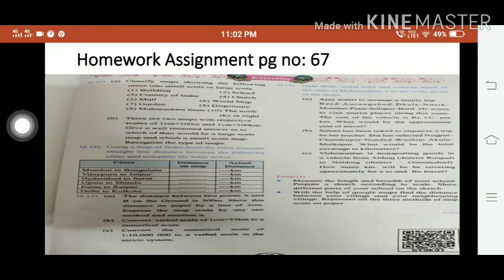Children, for your assignment, you will write from the textbook page number 67. You will search for the question answers in the textbook and write them in your geography notebook. Thank you.